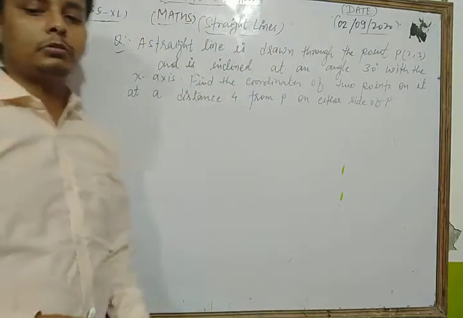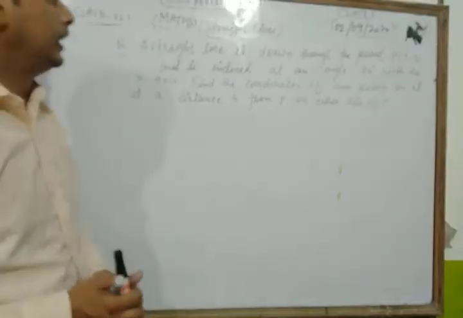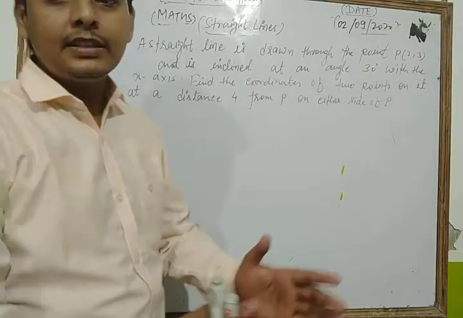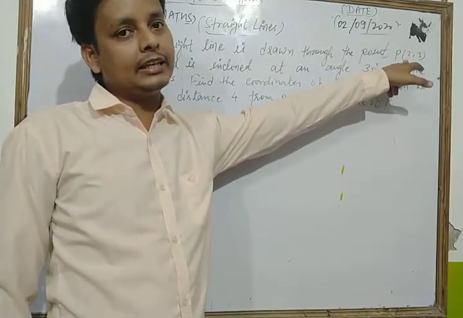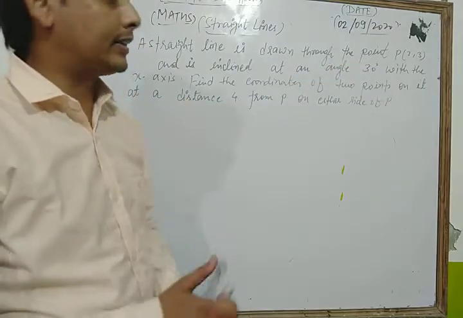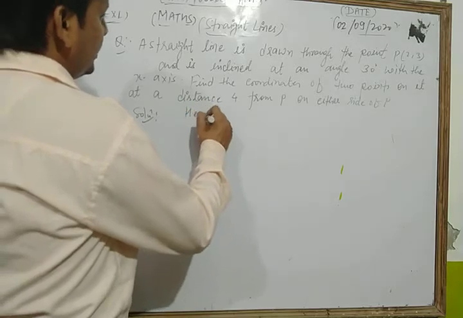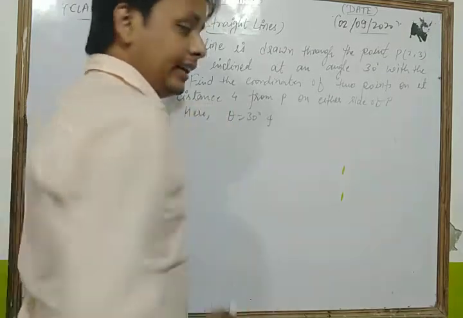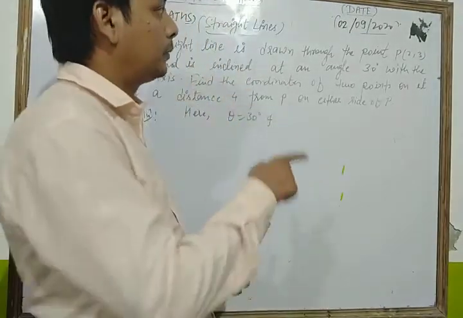Dear student, this is one of the most important questions of that topic. Let's see very carefully. Here, a straight line is drawn through the point P(2, 3), which means that the straight line passes through the point (2, 3), making an angle theta with the positive direction of x. Let's see its solution. Here what is given? Theta is 30 degrees.